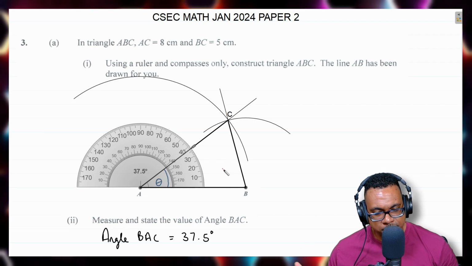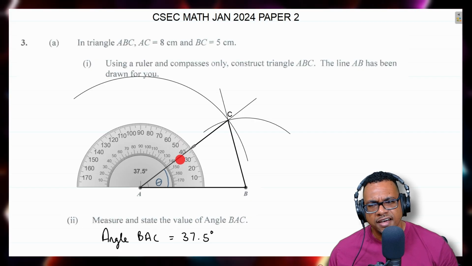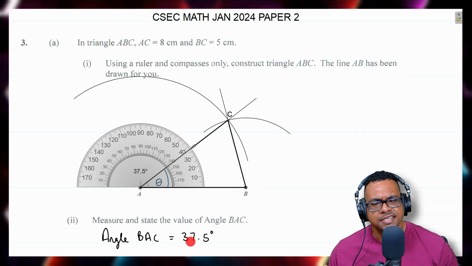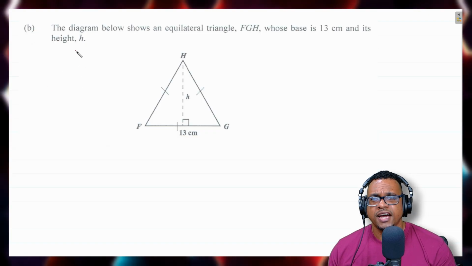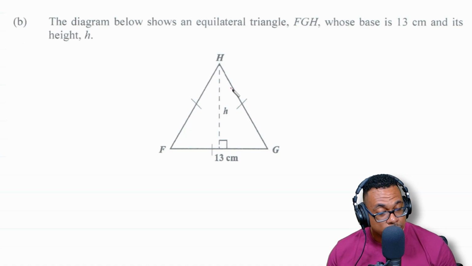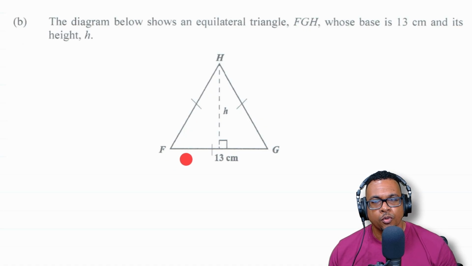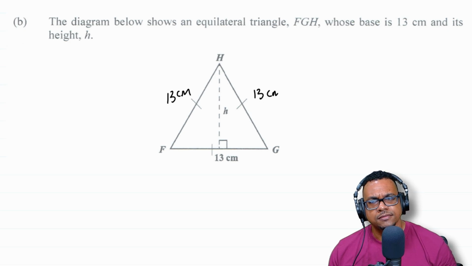So once you have the actual past paper, just do the same steps, measure the angle, and whichever angle this line falls on, you just read it off and state the answer. So now we're moving on to part B of the question. We have the diagram below shows an equilateral triangle, FGH, which means the length of all the sides are equal. So if here's 13, then here's also 13, and here's also 13. Let's put that in. So here's also 13 centimeters, and here's also 13 centimeters.